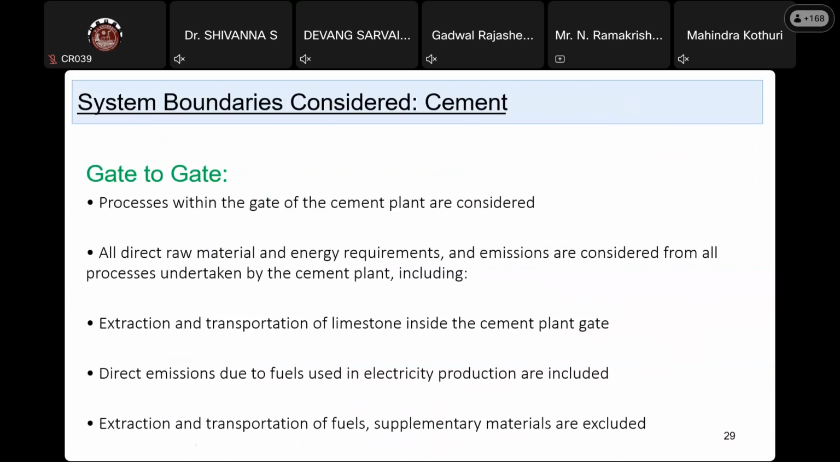So this is inside the cement factory, gate to gate. So the raw materials, what are the direct raw materials, how the energy is consumed, what are the emissions during the cement plant, which includes extraction, transportation inside the cement plant, and direct emissions due to fuels used in electric productions are also included. As I told you, we have dedicated electricity production in-house plant inside some of the cement factories.